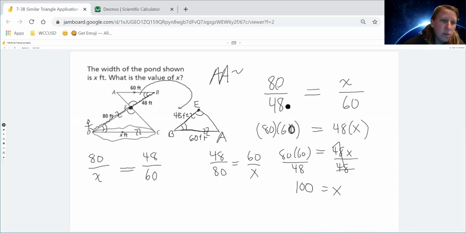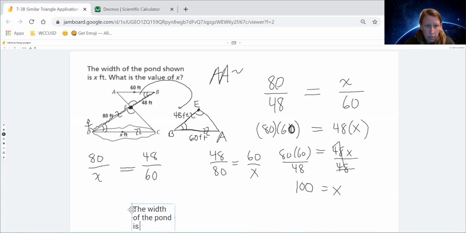So then, because these are word problems, you want to answer the question. The width of the pond is 100 feet. Yeah. And it actually asks for X. X is 100 is a perfectly good answer.